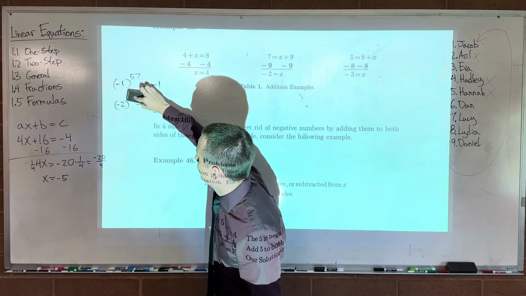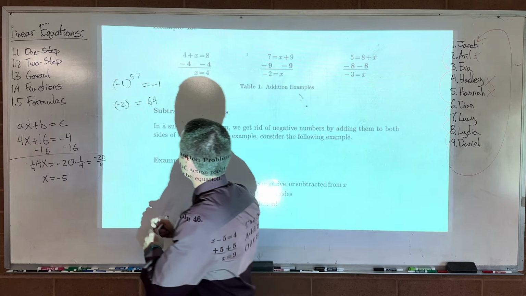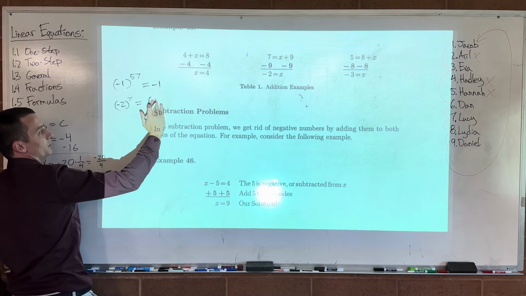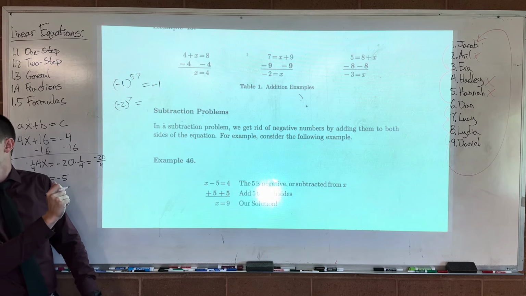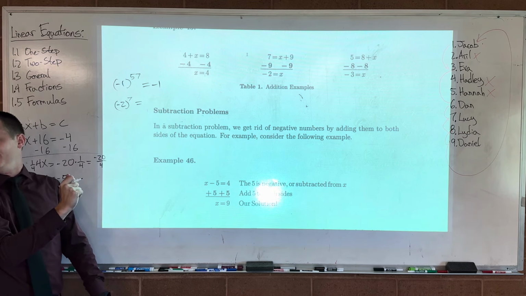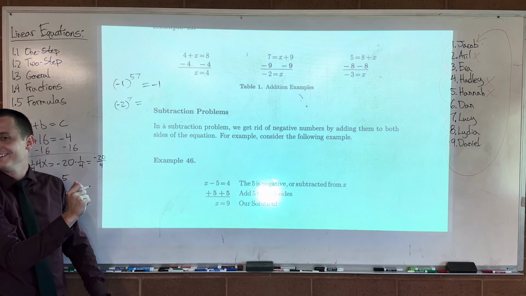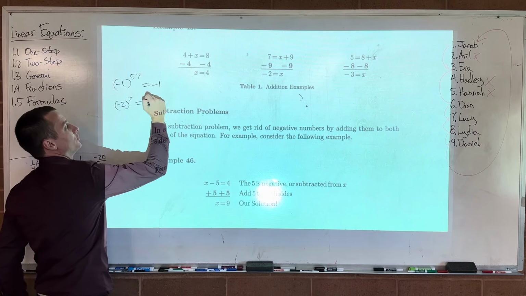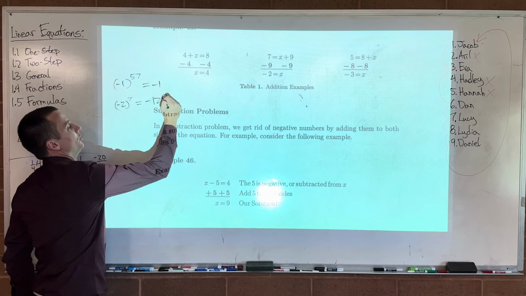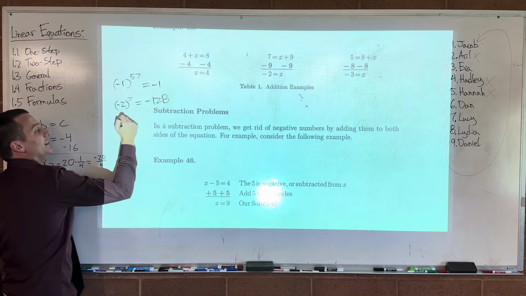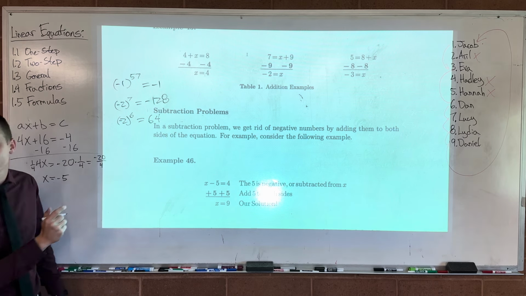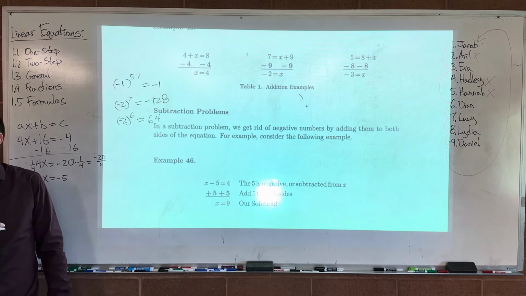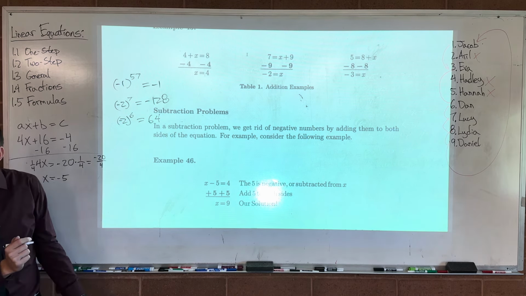One more check. What if that was a 7? We won't do negative next one. It'd be negative 128. So we knew that negative 2 to the 6 was equal to 64. Let's double 64. 128, and then make it negative.